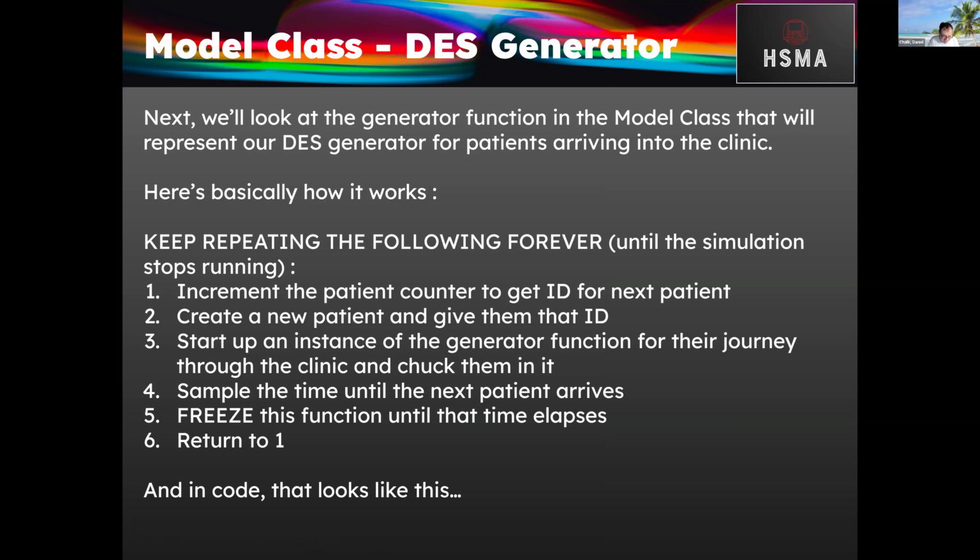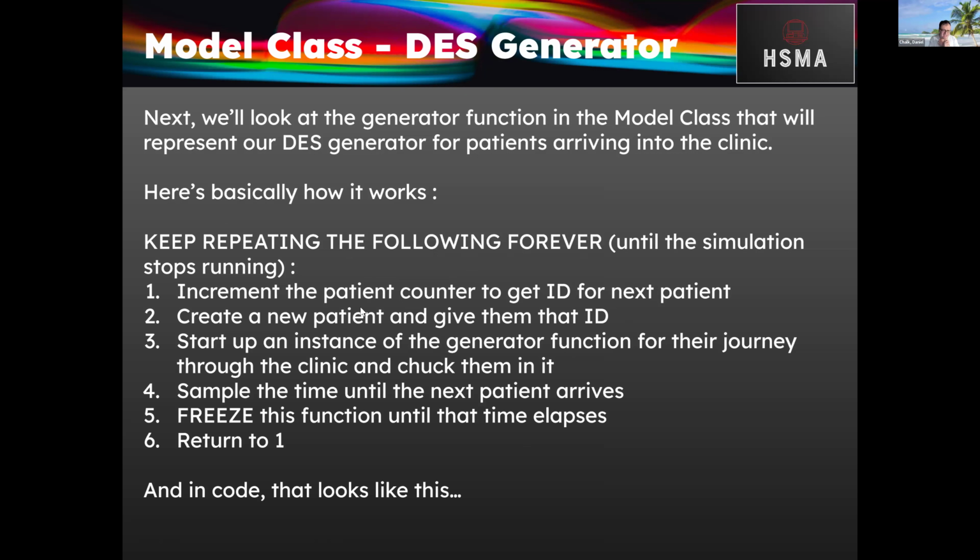Now we need to create some other methods, and the first one I'm going to do is the generator function that is going to represent our discrete event simulation generator. So this goes back to what I was talking about at the start. This is going to model our arrival point of patients coming into our clinic. And we're going to use a generator function to do that. Technically a generator method, if you like, because it's in a class, but there we are. So here's basically what it's going to do. And it's going to keep repeating this forever. Well, until the simulation stops running. It'll just keep doing this.